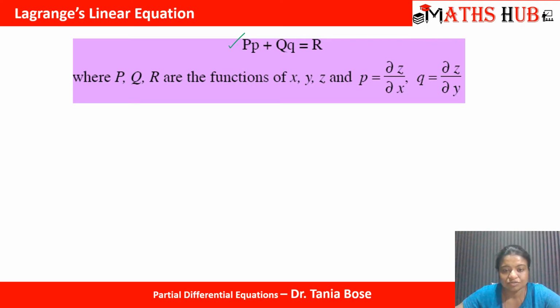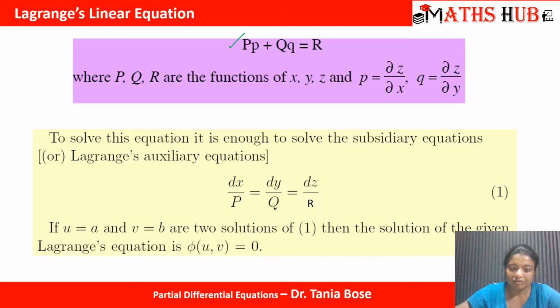So what are the methods to solve any Lagrange's linear equation? We will first find out the Lagrange's auxiliary equations, which are represented by dx by P is equal to dy by Q is equal to dz by R. Then we will try to solve any two of these equations and we will get two different solutions. Suppose u equal to a and v equal to b are the two different solutions of these auxiliary equations. We will combine the two solutions in this way and that will give us the general solution of the given PD, right?